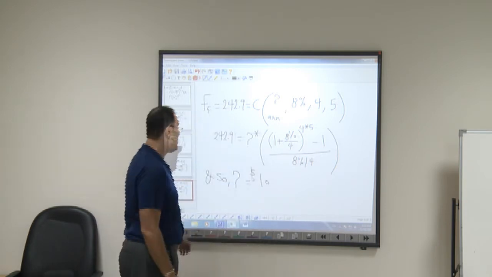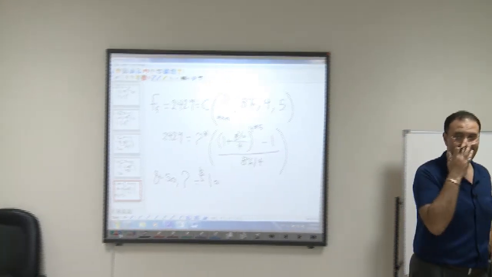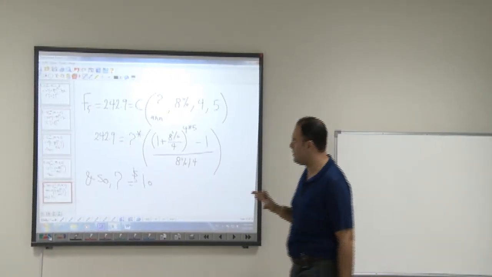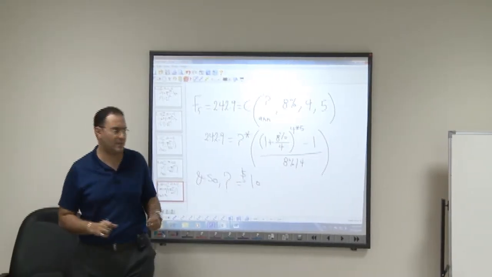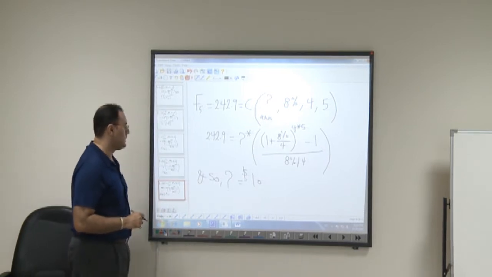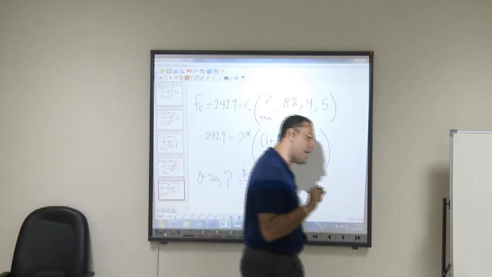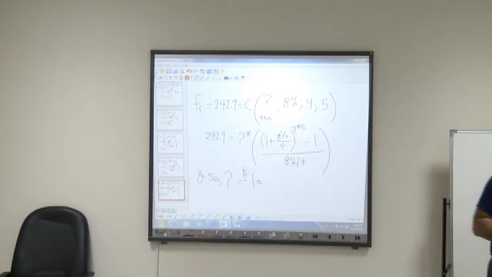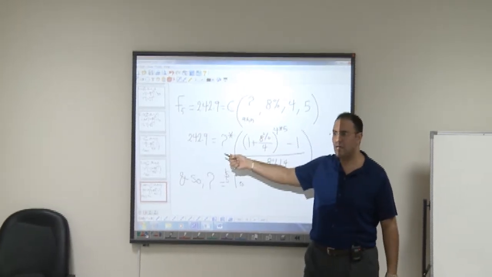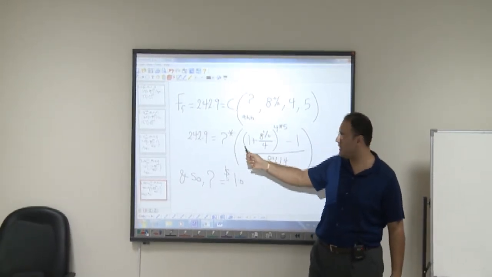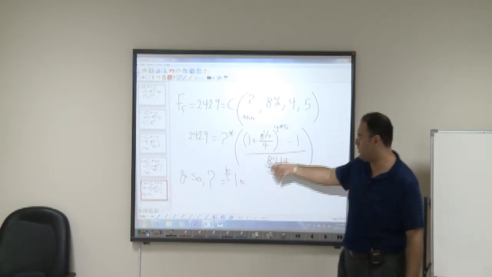Why? Because this is the exact opposite of the previous problem. You got it? This is the exact opposite of the third problem. Let's pause for a couple of seconds and comment. What was going on here? You were given the F5, and we're solving for the missing annuity.